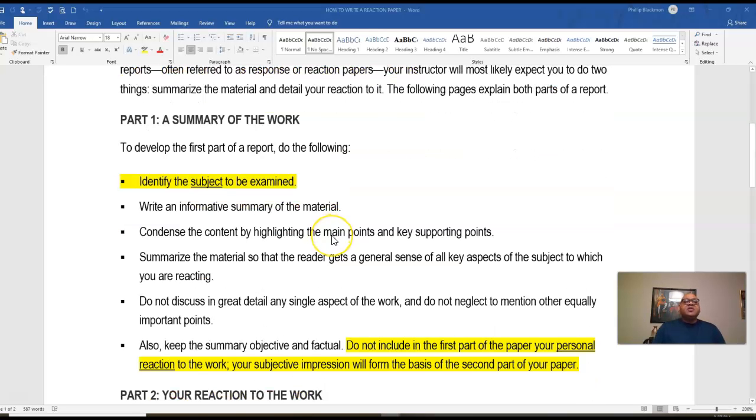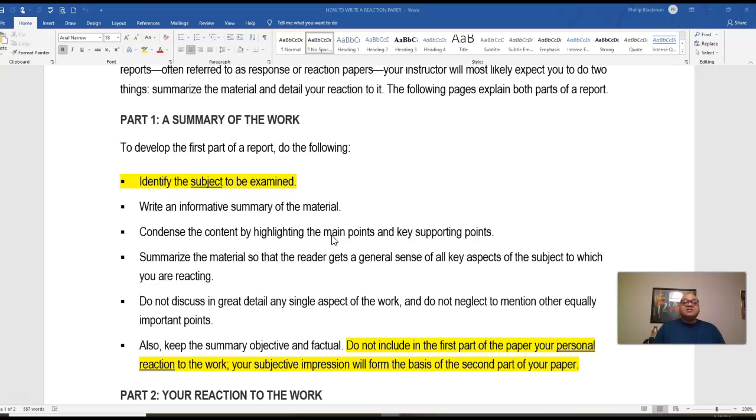So look at this. Part 1. Part 1 of the reaction paper is going to be a summary of the work. Here's where you're going to identify the subject to be examined, and the subject in this case is going to be the riot itself. You're going to write an informative summary of the material. And again, I'm going to skip over a lot of this because you can read this on your own. I just want to make sure that you get a discussion of me going through these things with you.